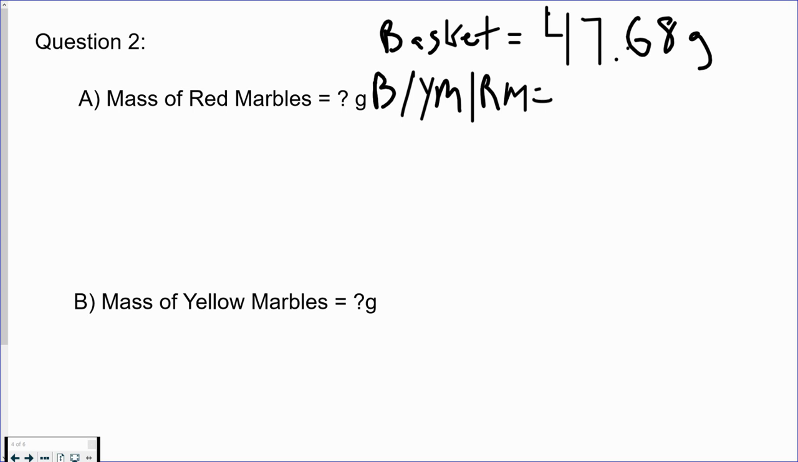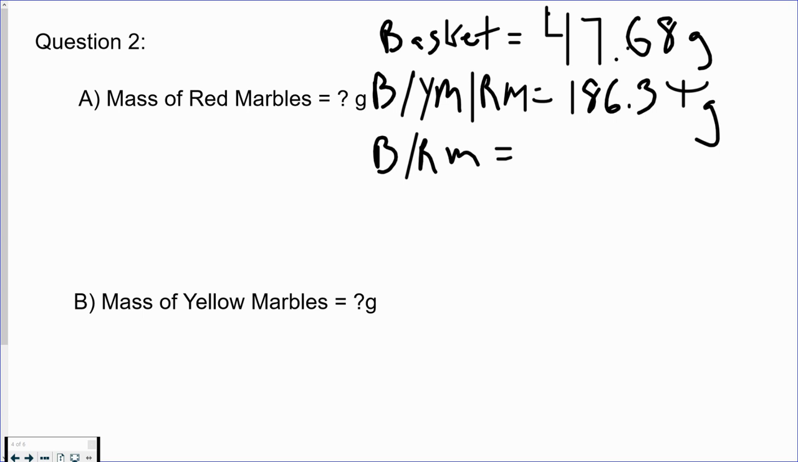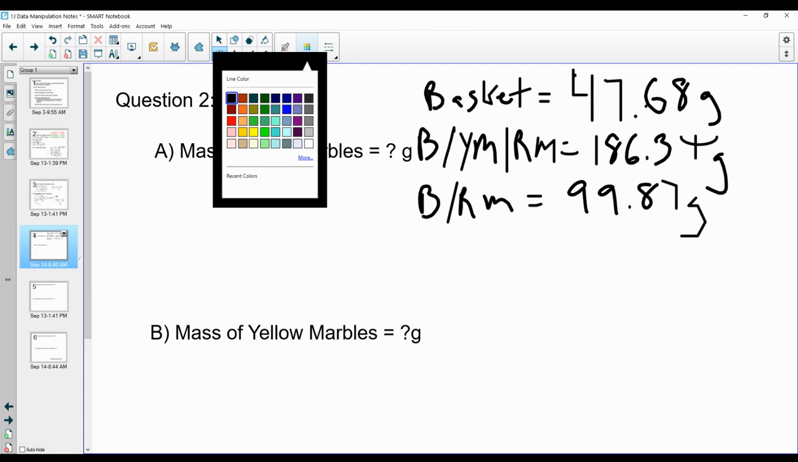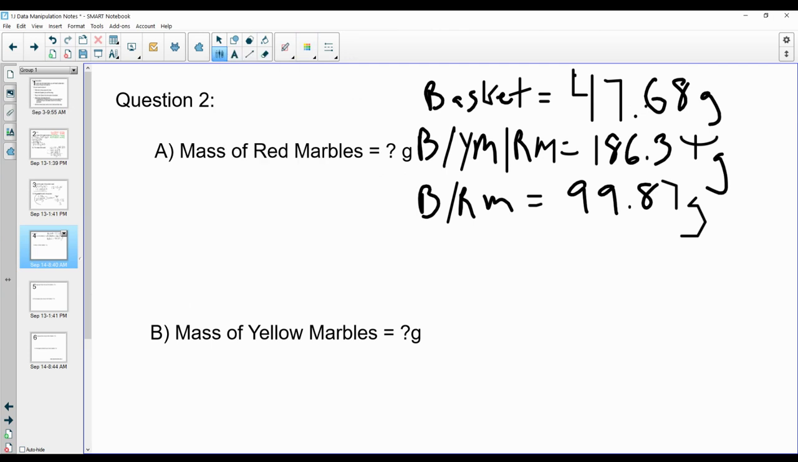And that's a total of 186.34 grams. And then you have just the basket and red marbles, and that is 99.87 grams. So the first problem is going to ask us to calculate just the mass of the red marbles.